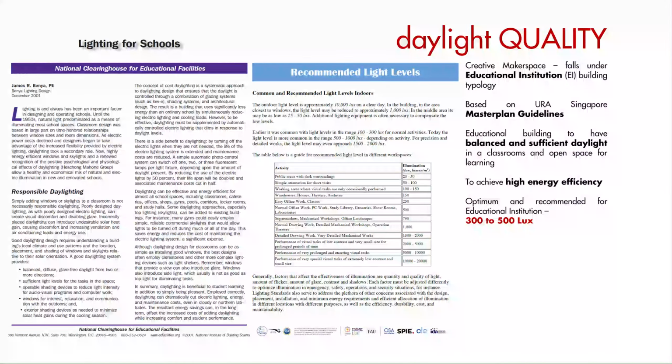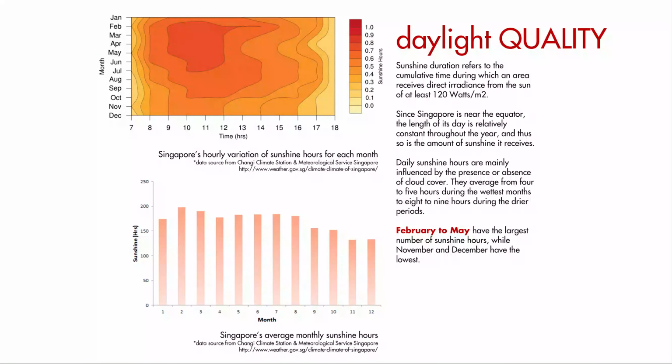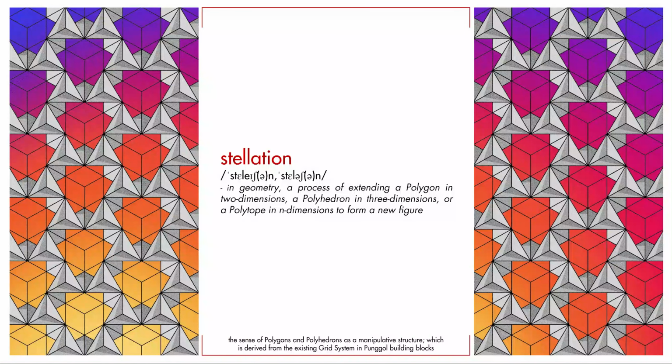Before we start the research, basic understanding of daylight quality has to be acknowledged, as 300 to 500 lux level is regarded as the optimum and recommended for educational institution buildings by the National Institute of Building Science USA. And to dive deep into the context of our site in Punggol, the month of February to May will have the largest number of sunshine hours. Hence, this research daylight strategy of using daylight simulation is to simulate the building on the month of April. So let's go to the interesting concept exploration used for this research proposal.